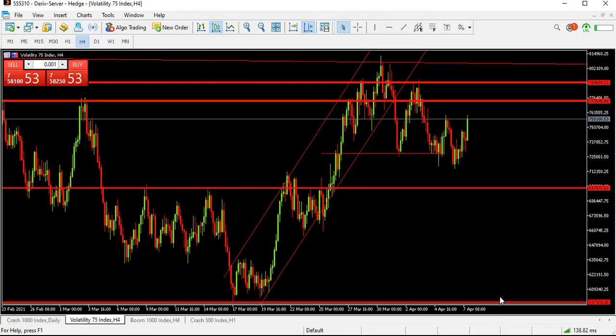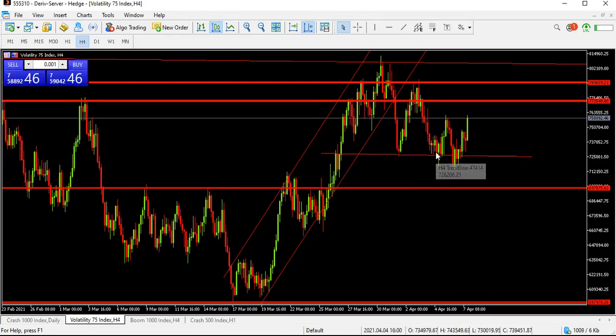Now this is V75. If you look at V75 now, look at what price did. I am on this trade now, for a buy. Why? Because this place is a turning point. You can see the touch. This is called a fake out. This is a turning point.